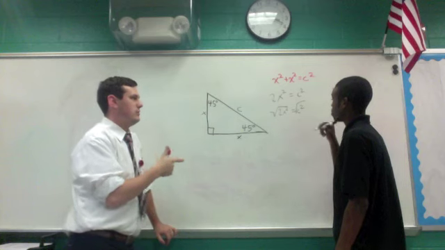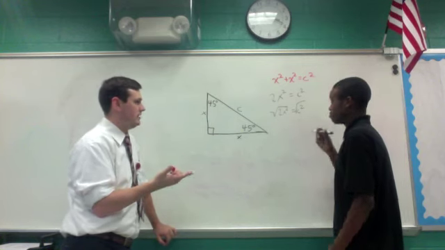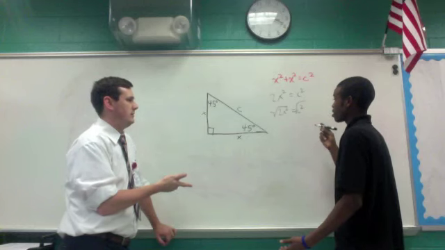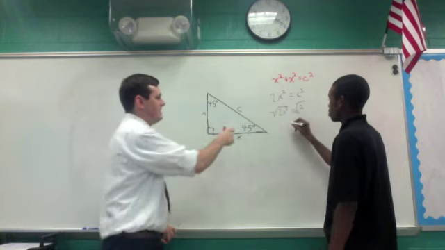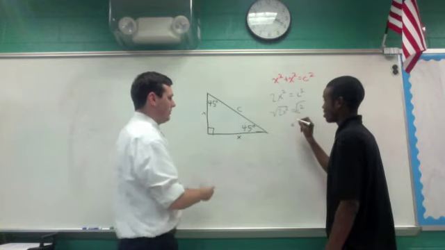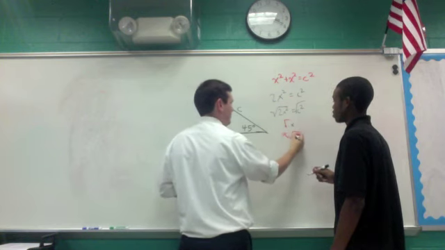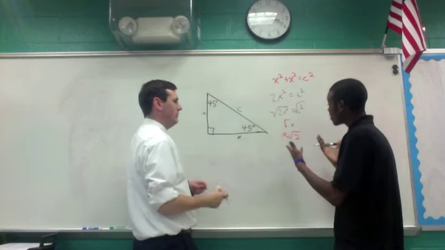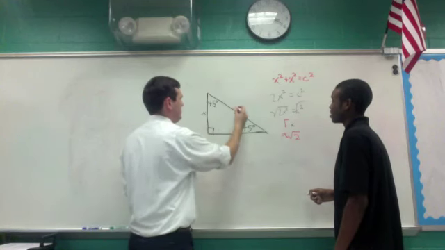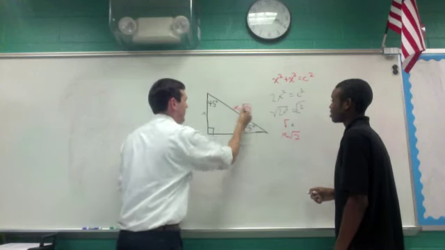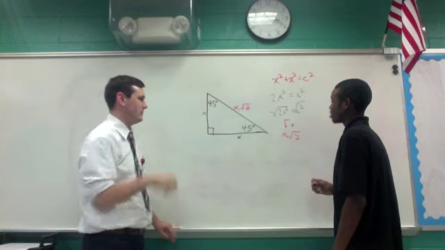Okay, so can you take the square root of 2? No, so it's just root 2, right? Can you take the square root of X squared? Yeah, it's X. So it's X root 2. Right? So this would be X root 2. And now we have the three sides of our 45, 45, 90 triangle.